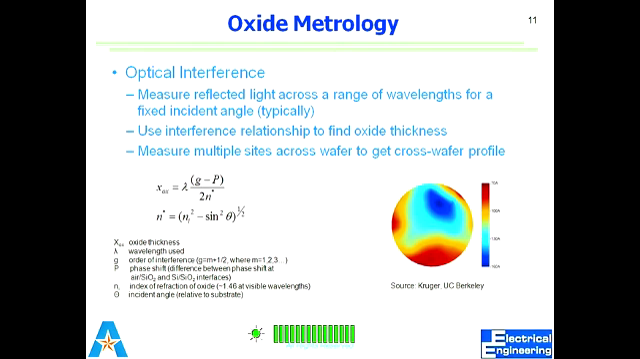Okay. So in this case, we measure the destructive interference, at what value the destructive interference comes into play, and by putting in that value, that will give us the thickness of the oxide. So, using the interference relationship to find oxide thickness.